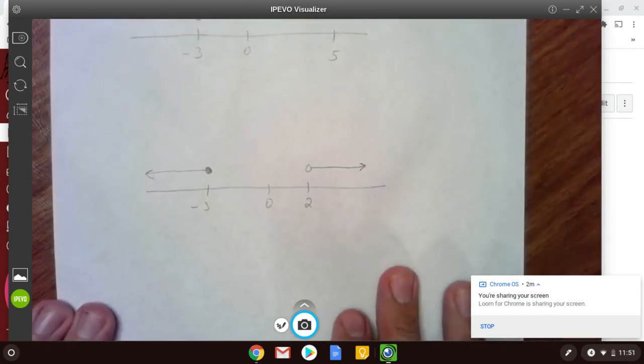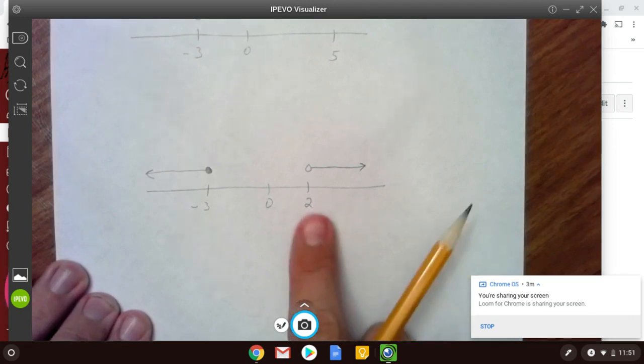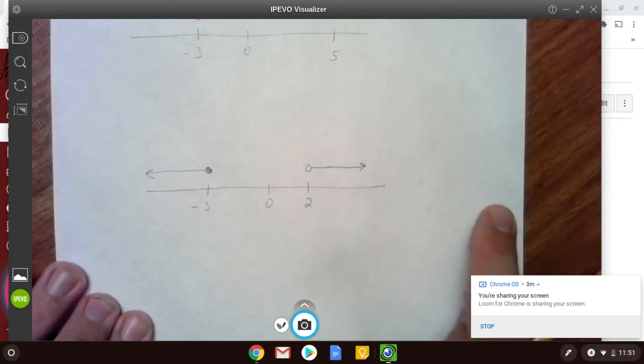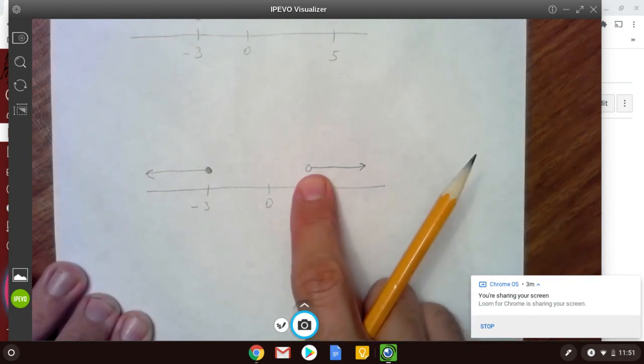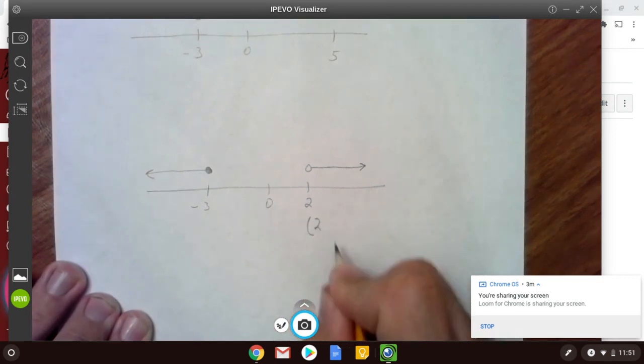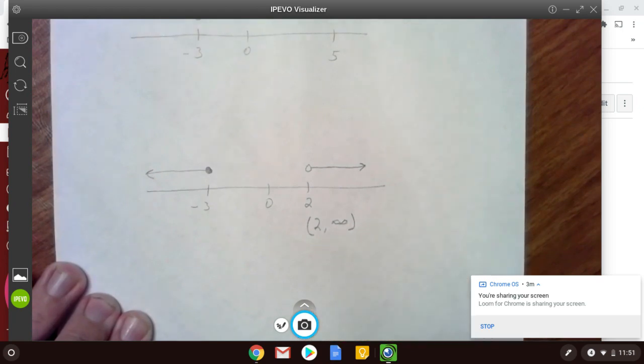This one's a trickier one. We're going to do it in two halves. Let's do this half first. So this is the graph of all numbers from 2 to infinity, but we're not including the number 2. All right, so from 2 to infinity, and we're not including the number 2, so it gets a parentheses as well.